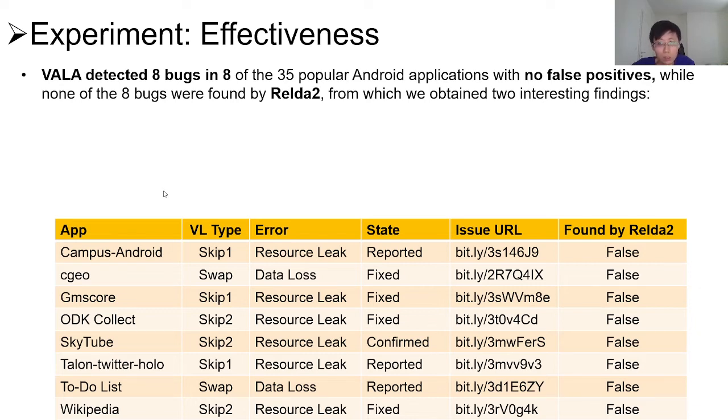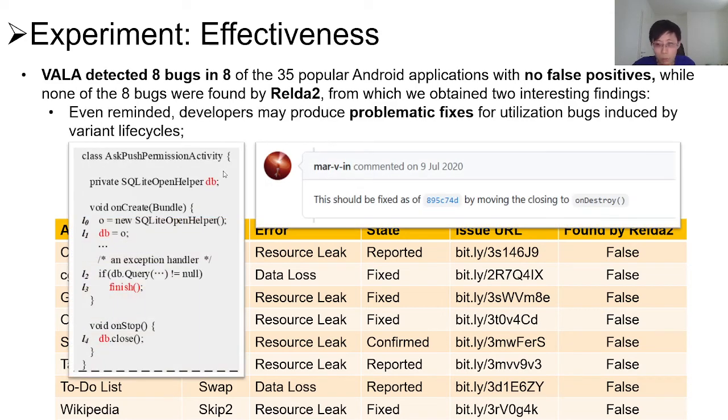Radar 2 found none of the 8 bugs, and Radar 2 found 165 false positives. We obtained two interesting findings. The first is that, even when reminded, developers may produce incorrect fixes for the bugs. For instance, for the bug we showed in Skip 1, the developers only moved the releasing operation to onDestroy. As we said, this is still incorrect and can lead to resource leaks.